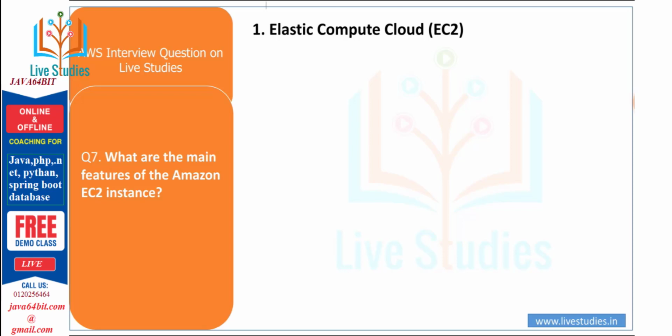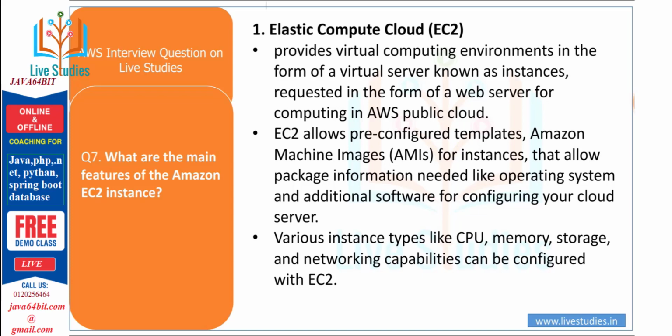The various Amazon EC2 features are described below. The first point is elastic compute cloud. Elastic compute cloud provides virtual computing environments in the form of virtual servers known as instances, requested in the form of web servers for computing in the AWS cloud. EC2 allows pre-configured templates, Amazon Machine Images, for instances that package information needed like the operating system and additional software for configuring your cloud server. Various instance types like CPU, memory, storage, and networking capability can be configured with EC2.